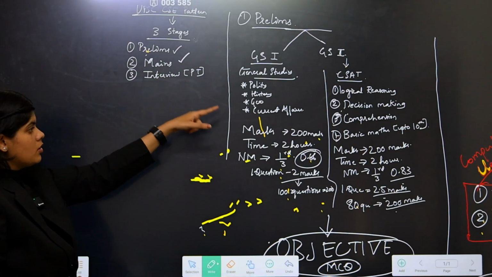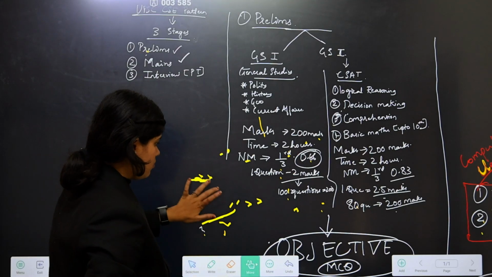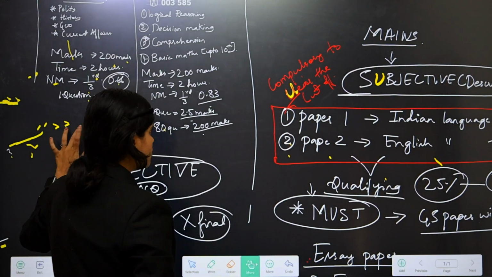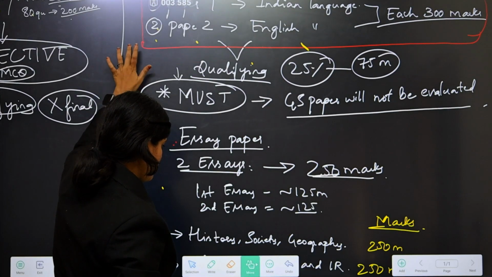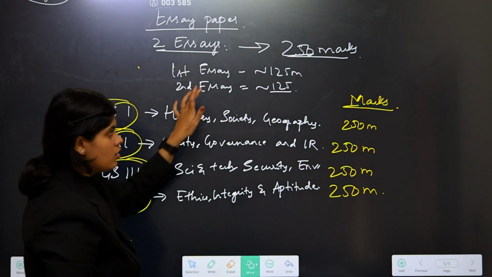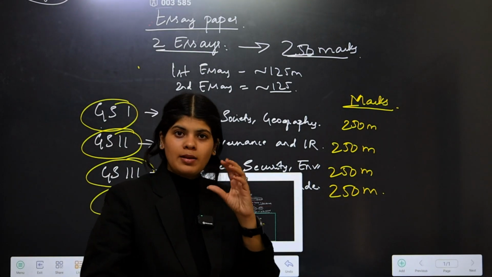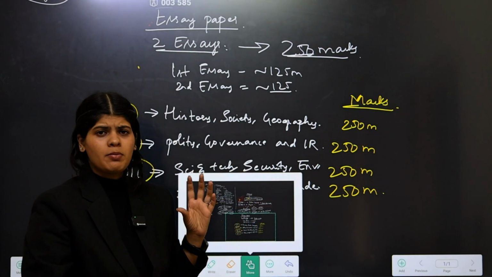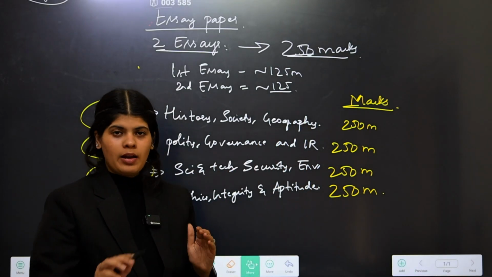Clear? Prelims, I hope it's clear. Means it's a subjective, descriptive paper. And this is your mains. Now, after your prelims, I told you it's just qualifying marks. You have to just reach the minimum cutoff. These marks will not be added to your next step. And what is your next stage?